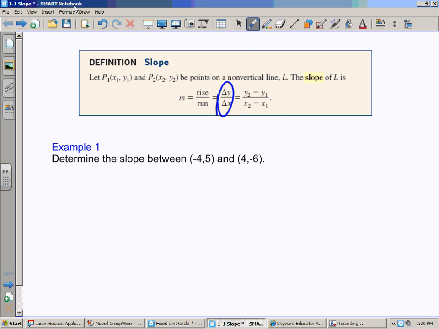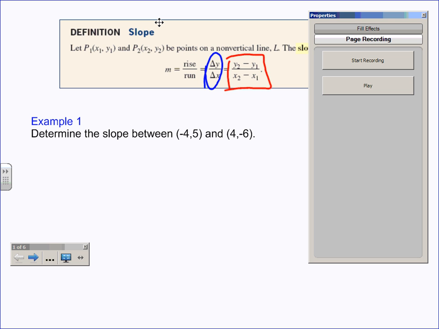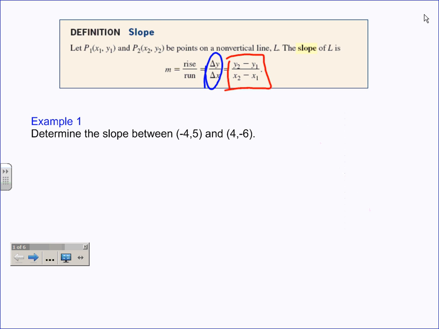There is a formula that a lot of you have become accustomed to. Basically, just subtract the y value, subtract the x. Make sure you do it in the same order from one point to the next, and you can find the slope rather easily. For example, if we were to do the points I gave you here, negative 4, 5, and 4, negative 6, a lot of you have been accustomed to labeling x1, y1, x2, y2, and using the formula. And there's nothing wrong with that.